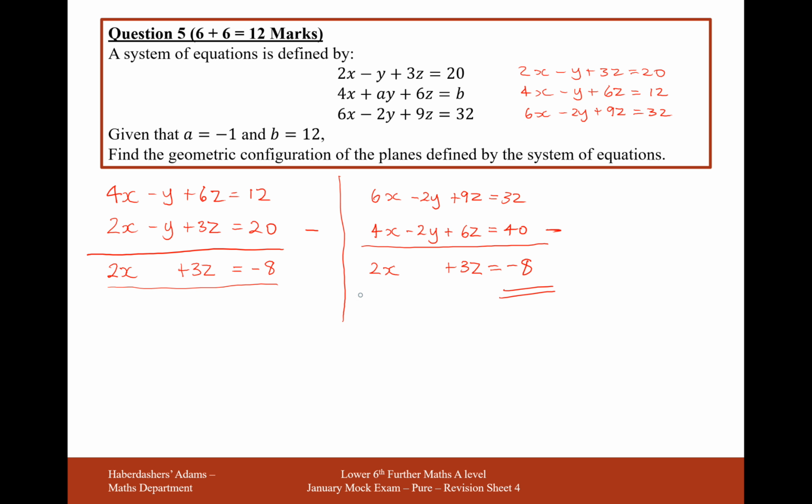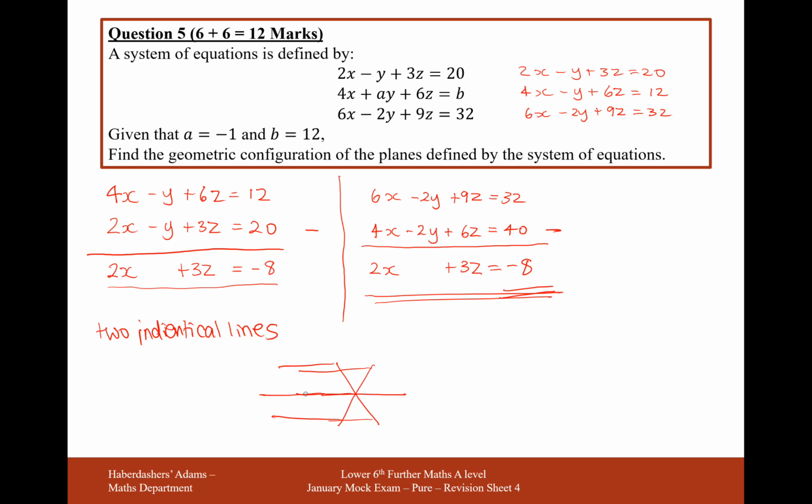So here we have two identical lines. Okay, so what's happening here is this is a case of a sheaf where they all meet along this central line here. It's very difficult for me to draw. Okay, so they're all going to follow along the central line there.